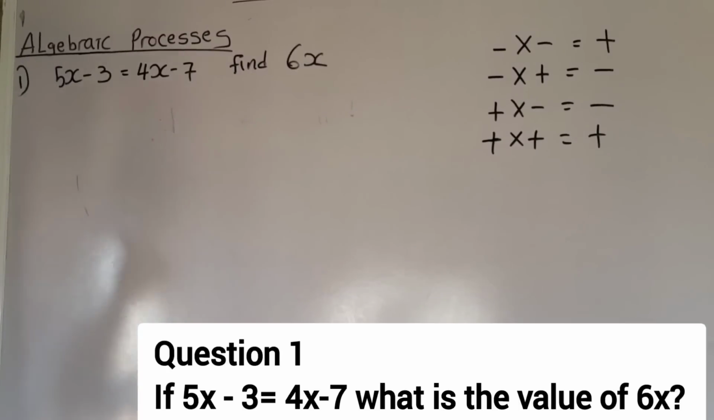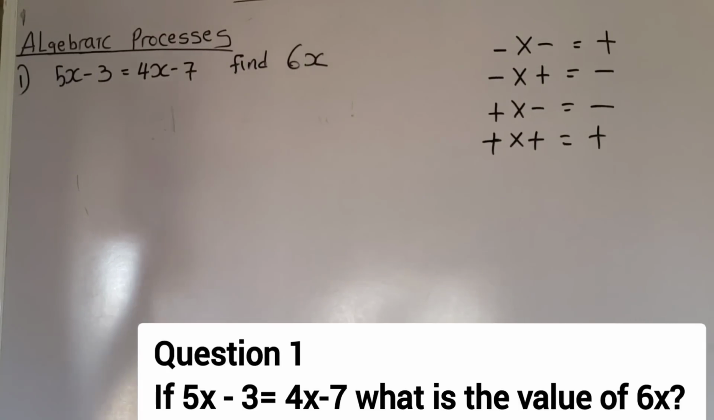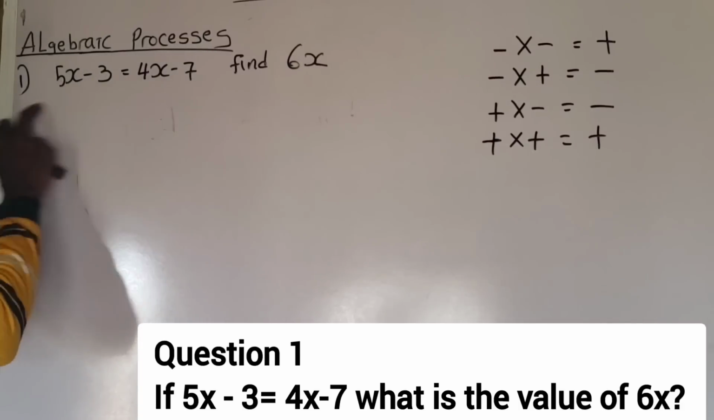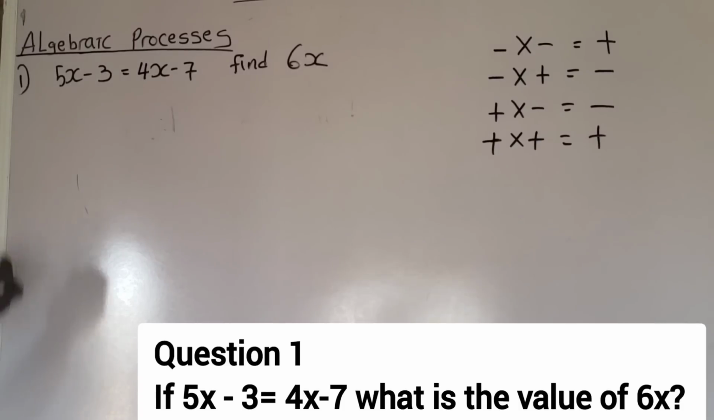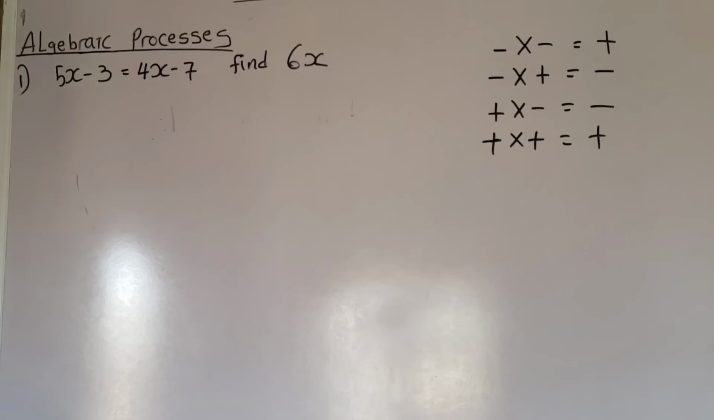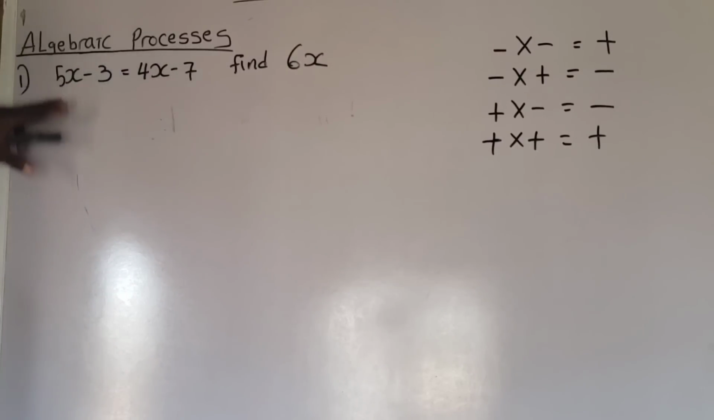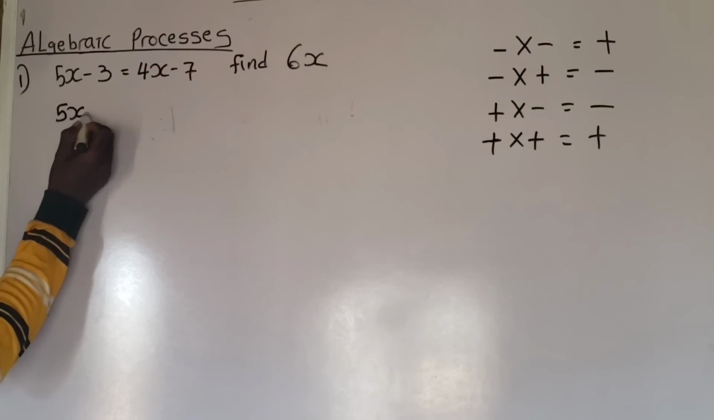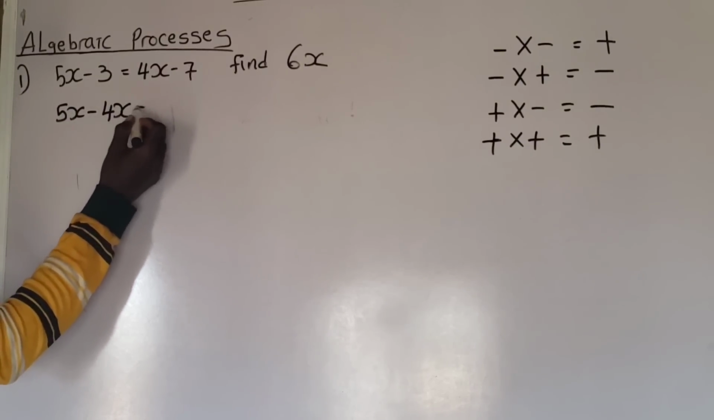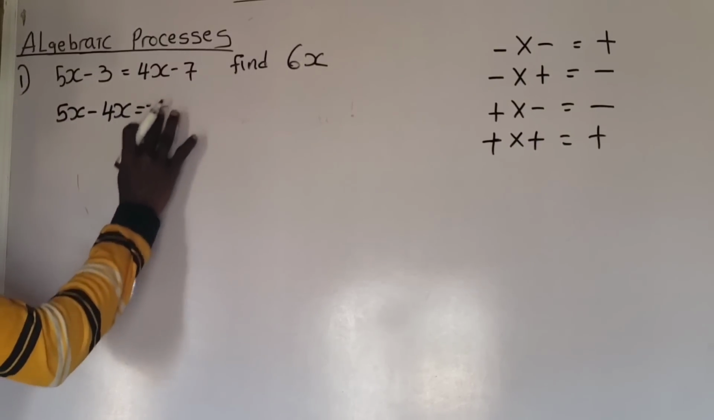Okay, we cannot determine the value of 6x without knowing the value of x. You understand? Because 6x means 6 multiplied by x. So now let us find the value of x in this expression. Okay, now for 5x minus 3 is equals to 4x minus 7. The first step here is what? Collect like terms. Okay, that is, I'm going to add similar terms in this expression. I'm going to add them together. And if you look, I have 5x here, I have 4x here. So if I move this 4x to the other side of this equation, it's going to have a negative sign. Okay, so I'm going to have 5x negative 4x is equals to 7. Oh, sorry, it's negative 7 now.